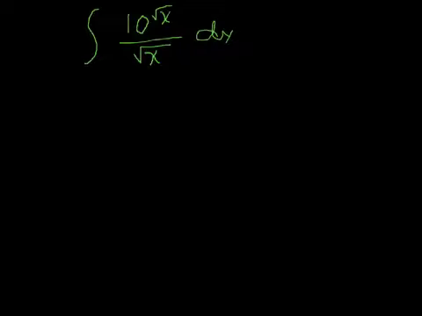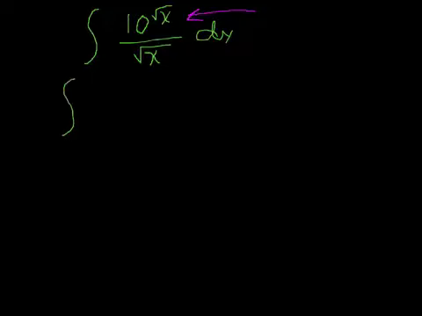I'm going to do another example of when you're doing integration and you have a variable as an exponent. So let's say we have 10 to the square root of x power over the square root of x dx. And we're doing antiderivative here. So again, we have the issue, we have a variable as an exponent.